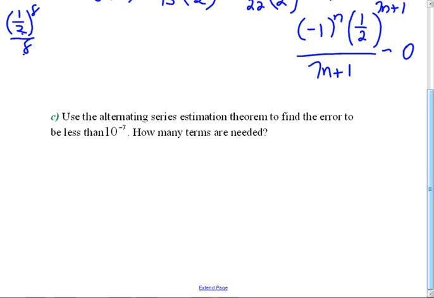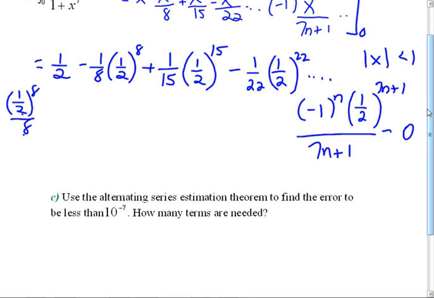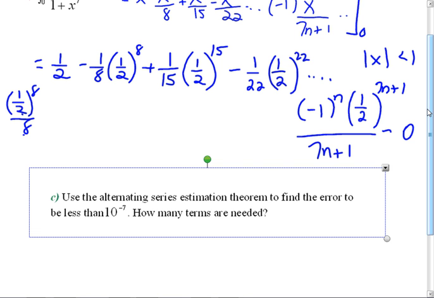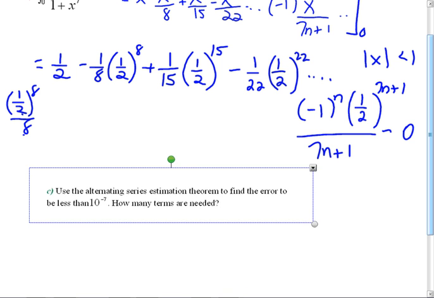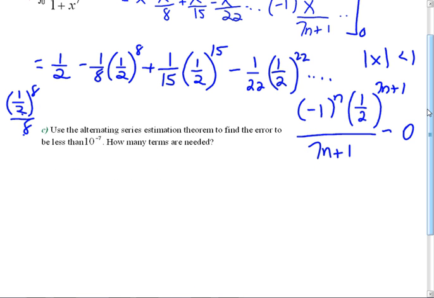Using the alternating series estimation theorem, which I've probably forgotten, I want the error for this. Okay, you guys ready? You remember that your error, I want 10 to the negative 7th, that's what? 1 over 1 followed by how many zeros? So it's 10 million.